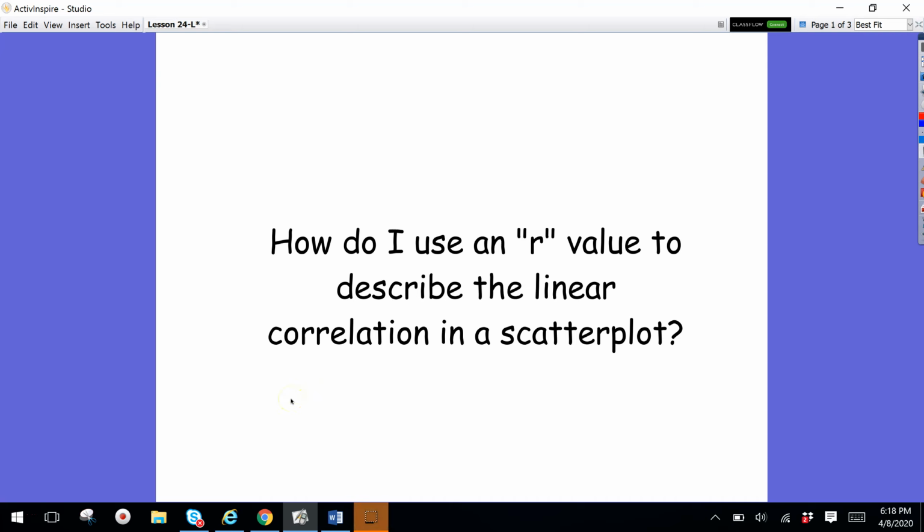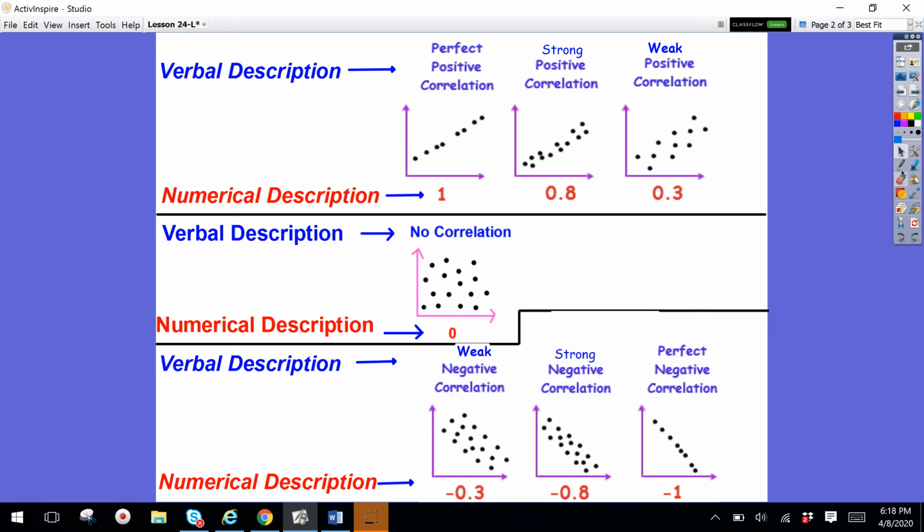In this video, we're going to discuss how we use an R value to describe the linear correlation in a scatter plot. A lot of the times when we have real world situations, they don't look like a perfect line, but they resemble a line. And so we want to talk about how we can describe that relationship. Does it very strongly relate to a line or very weakly? Because eventually in the next class we're going to be drawing a line of best fit, and what we want to know is how much we can trust the line that we're going to make.